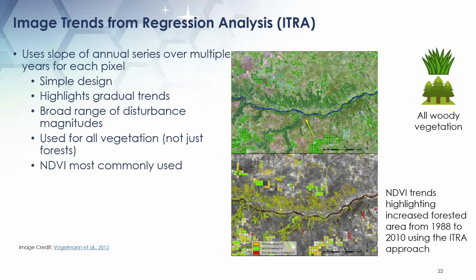The image trends from regression analysis is also a pretty simple approach focused on a simple linear regression of Landsat images on a pixel-by-pixel basis. This can be used for all types of woody vegetation. This works best for gradual trends. So this is useful for forest disturbance that happens over many years. And it's effective on many different vegetation types, from grasses to brush to forests.